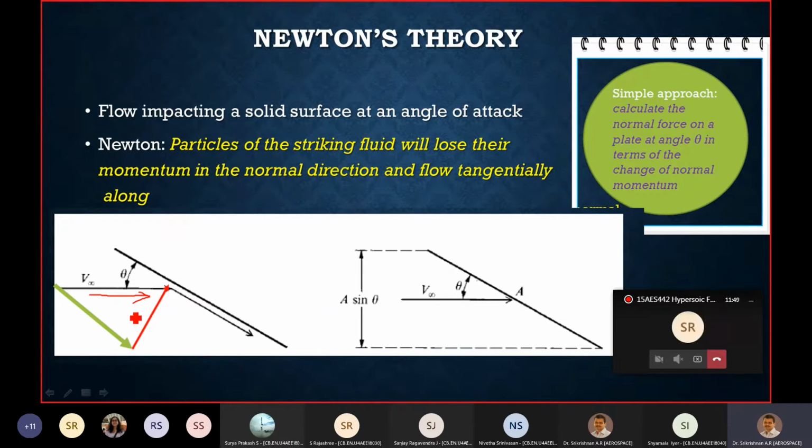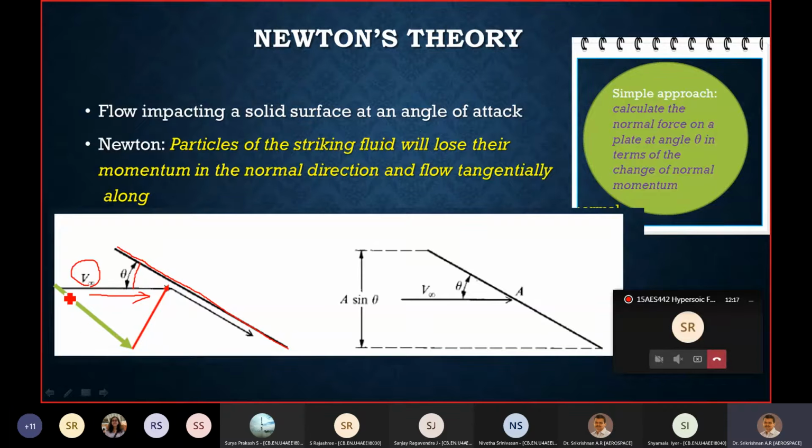The direction of the image, that is the V infinity, the free stream velocity, is hitting an inclined surface. So you can imagine that you have a flat plate which is kept at an angle theta. The free stream jet of fluid, could be air or liquid or water or gas, anything, is hitting the surface.